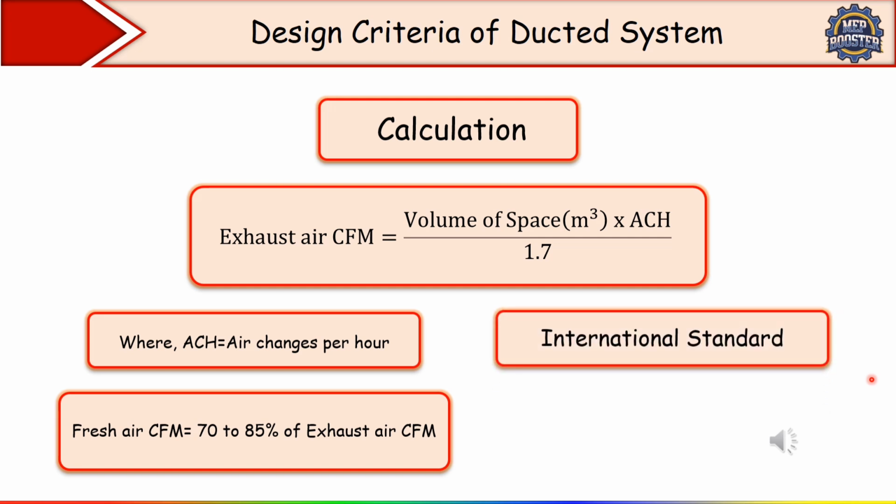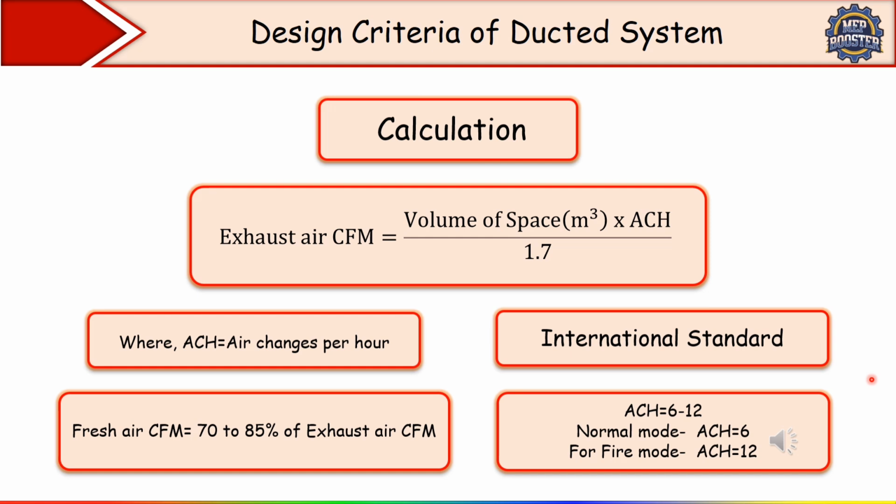Now it is given that as per international standard, how much ACH we have to maintain, meaning how many times we have to change the air in 1 hour. The range is given as 6 to 12 times. For normal mode you take ACH 6, for fire mode ACH 12. So this is about the design details of a ducted ventilation system, the calculation part.